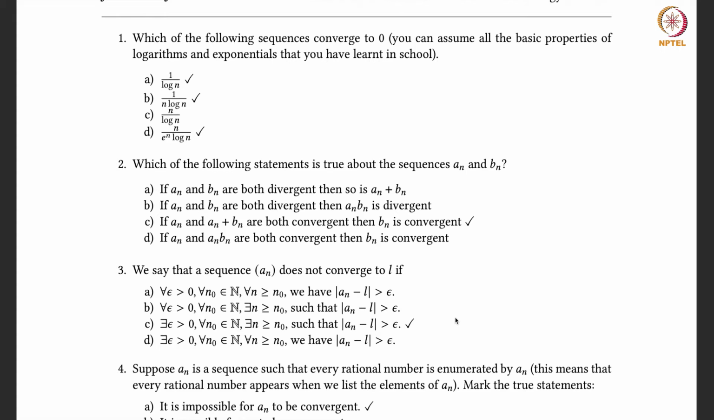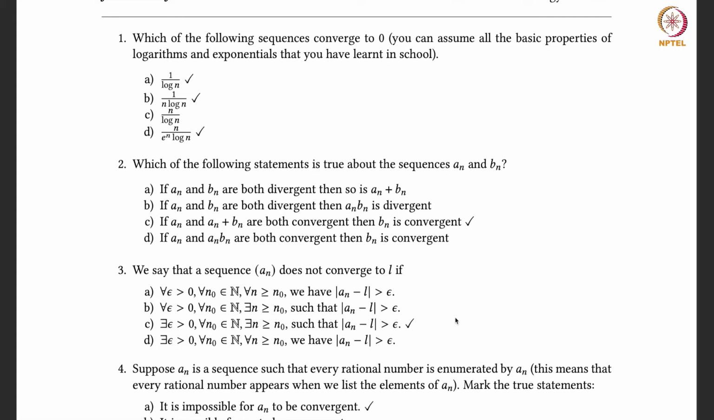If an and bn are both divergent, then an bn is also divergent. This is again not true, because you can consider, for instance, a sequence containing exponentials and powers. You can take both of them to be divergent, yet the product might be convergent. Okay, so think about this, why this is not true. You can cook up many examples. If an and an plus bn are both convergent, then bn is convergent. This is easily seen by subtracting an plus bn and an, and immediately you will get that bn is convergent.